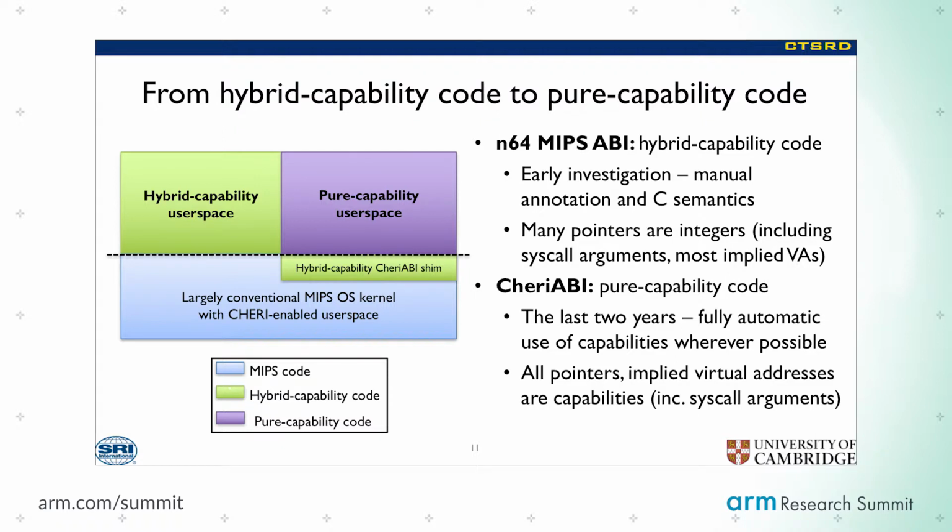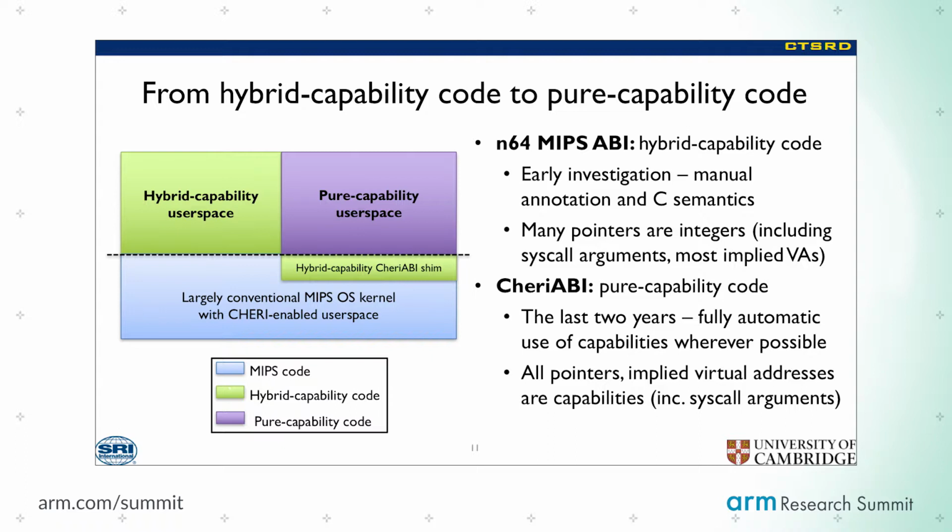So if we want to move from this hybrid capability code, which is where we've done much of the research on CHERI over the last few years, then we need a new runtime environment. The hybrid capability code takes advantage of a process on top of Unix, which is basically a MIPS process. Most pointers are integers. So if we want to run capability-aware code everywhere, then the kernel is going to have to understand how to interact with it. The pointers that go in and out of the kernel are going to be capabilities.